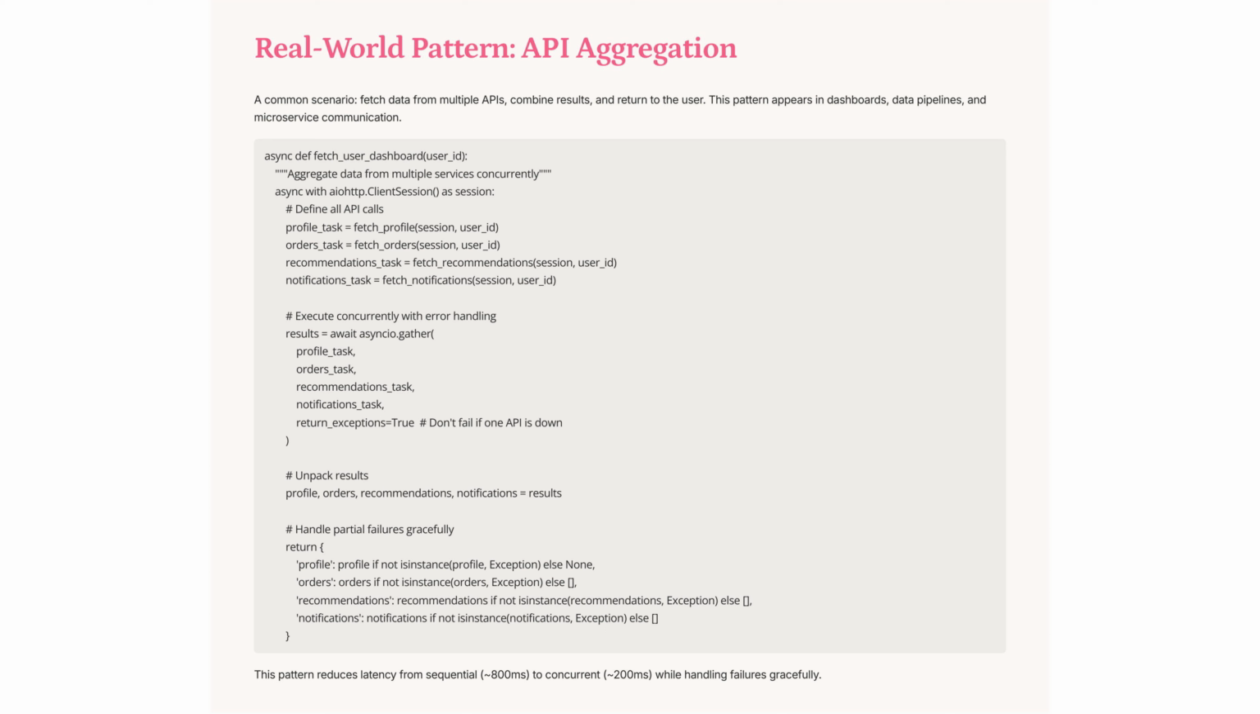API aggregation involves fetching data from multiple APIs concurrently, crucial for dashboards and data pipelines. Use aiohttp.ClientSession to define tasks like fetching profiles, orders, and notifications. Execute with asyncio.gather, allowing for error handling. This approach reduces latency significantly, from 800 milliseconds to 200 milliseconds, and manages partial failures effectively, ensuring robust data retrieval.